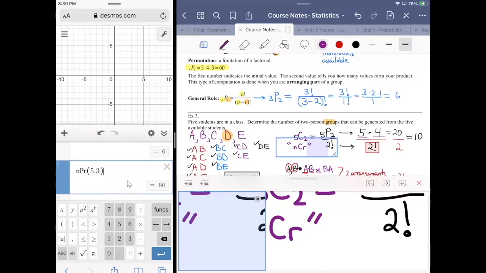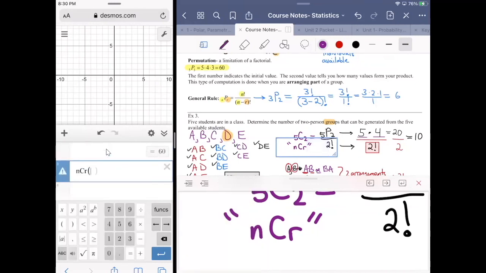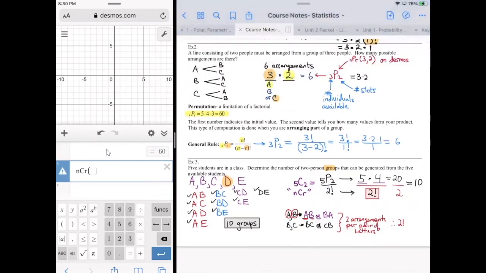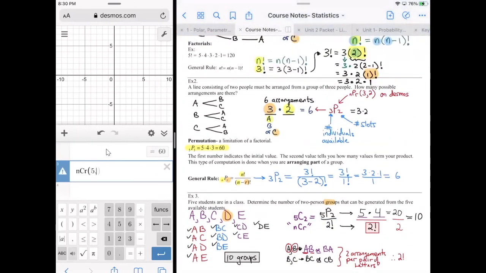So go into my handy dandy Desmos calculator. nCr, I'm going to type in 5, 2, and we get our 10. So in terms of typing the values in, you're going to follow the same process that you would for a permutation. You just need to know under what circumstances you're using a permutation model, the nPr, versus the combination model, the nCr.